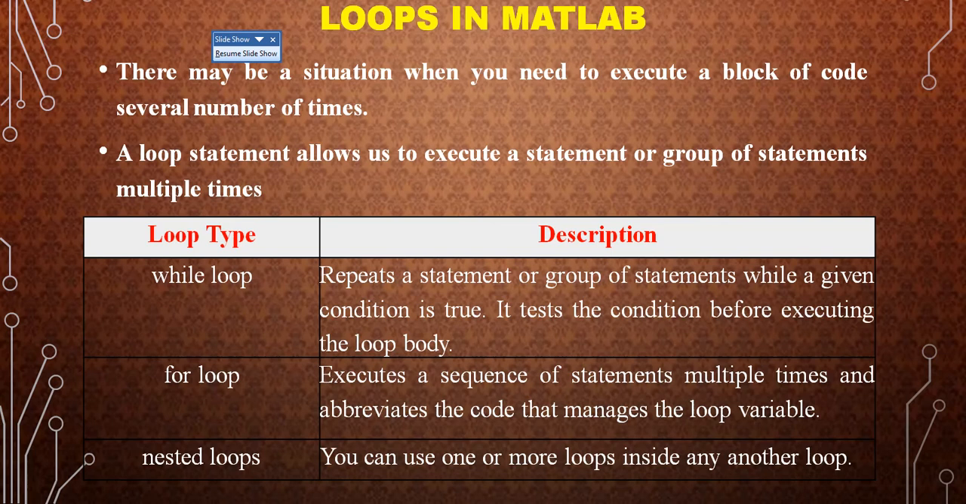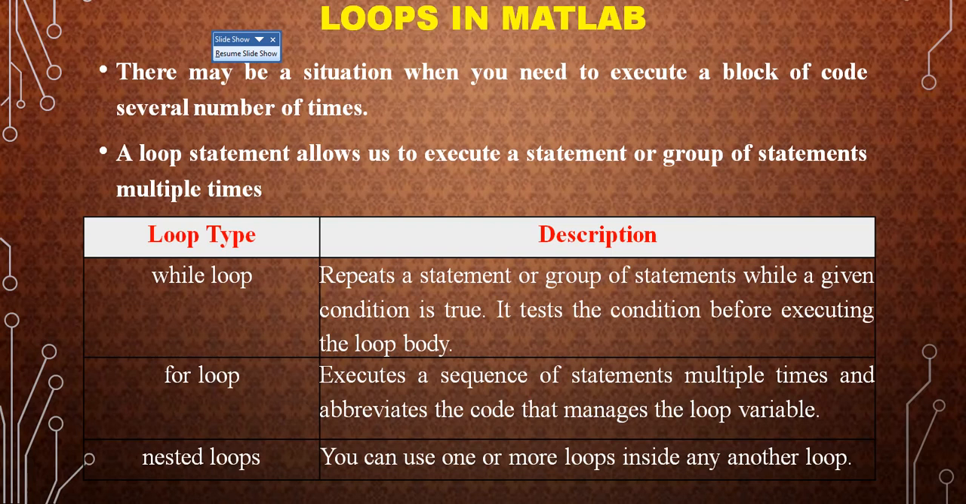Now the for loop. Again a similar procedure: it executes a sequence of statements multiple times and abbreviates the code that manages the loop variable. Previously, the while loop first tests a condition and then enters the loop, but a for loop executes 5 times or 10 times depending on the number we give. Here there is no condition directly; it runs a number of times depending on the given instruction. Whereas in a while loop, if the condition is true, only then does it execute.